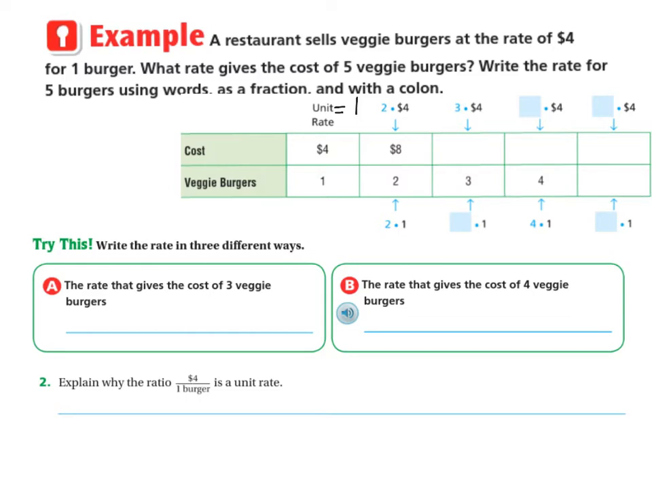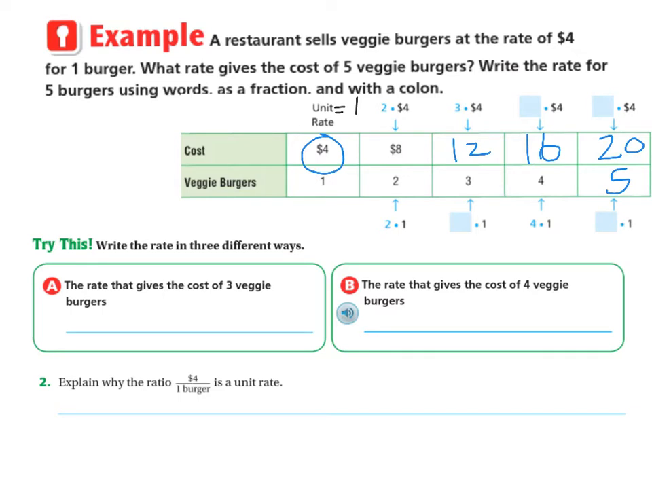Guys, don't think of this as like math book stuff. This is stuff that you know how to do anyway. If one burger is $4, 2 burgers is $8. And 3 burgers would be $12. 4 burgers would be $16. And 5 burgers would be $20. Okay? Because we're just multiplying it by 4 each time, because that's how much one burger costs.